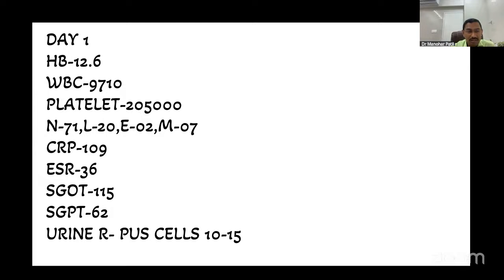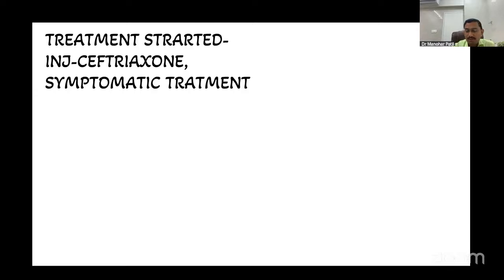I advised admission, hospitalization. Investigations sent: hemoglobin 12.6, WBC count 9,710, neutrophils 71%, platelets 2,05,000, CRP 109, ESR 36, SGOT 115, SGPT 62, urine routine almost 10 to 15 pus cells. There are multiple thought processes in this case. I started injection ceftriaxone and symptomatic treatment.